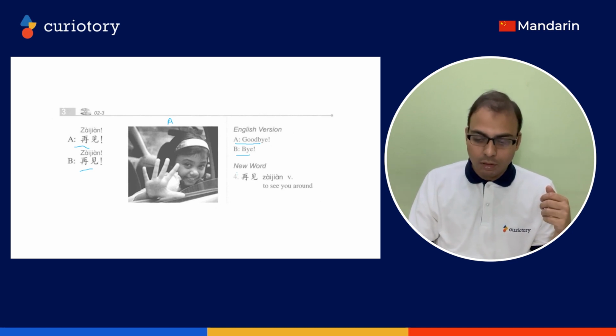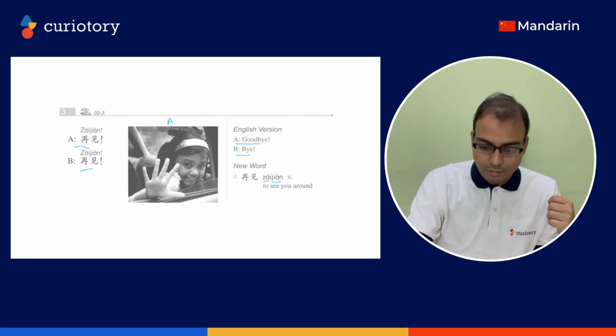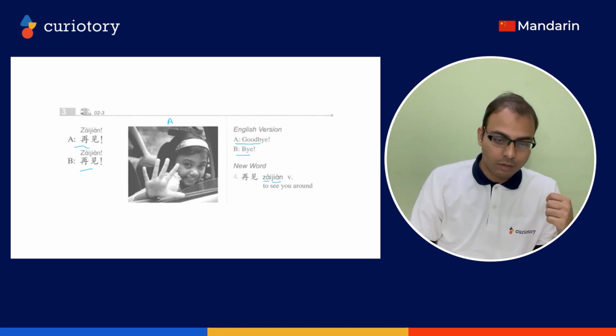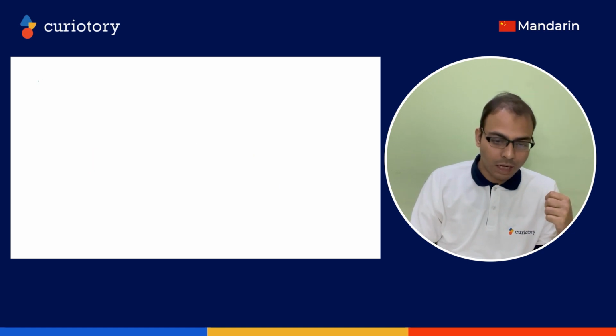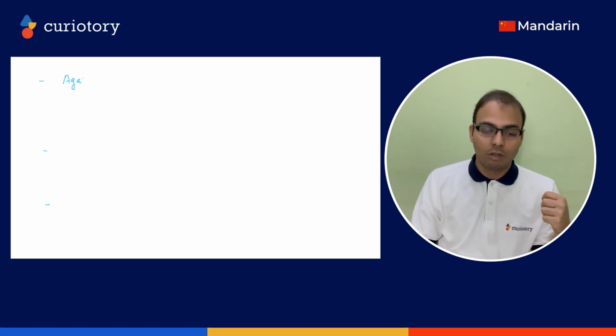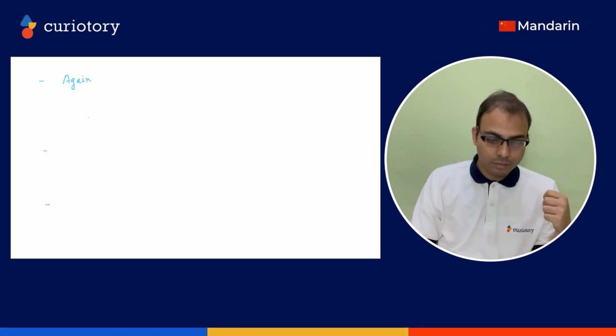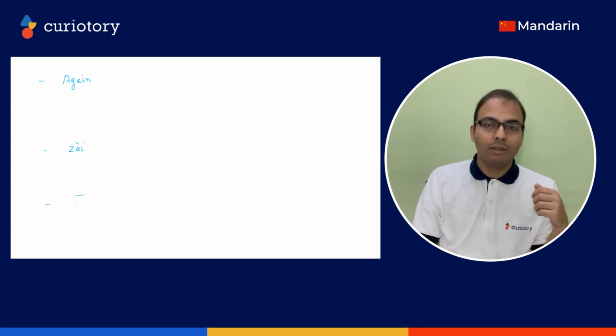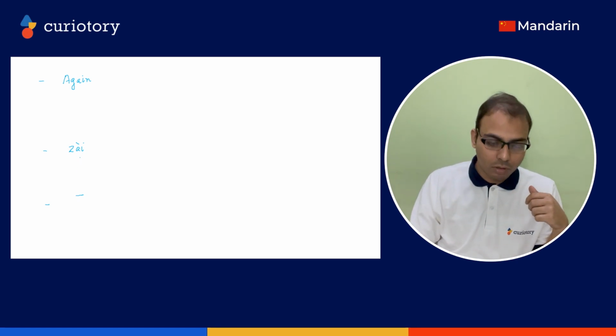Now what do zai and jian independently mean? So now for zai and for jian, the first part, zai, is again. And the second part is our pinyin, which is zai, zai with a fourth tone.